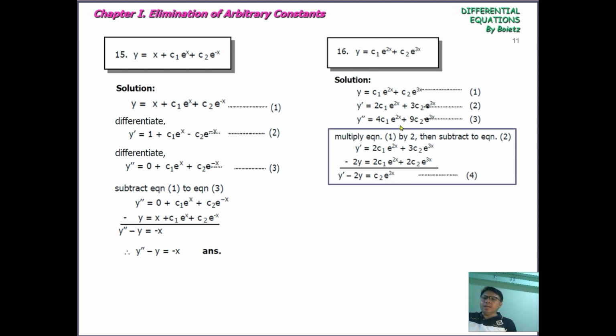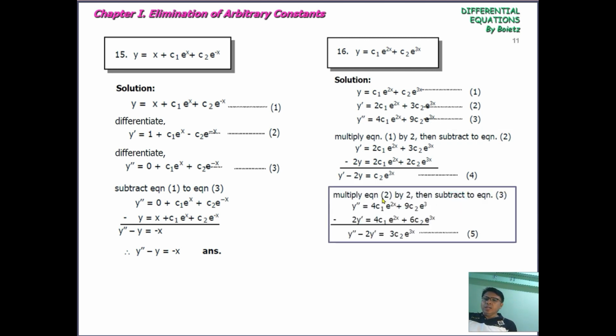Then, another, we can use equation 1 and equation 3 to eliminate C1 para C2 na lang ang matira again to have another equation containing the same unknown C2. So here, multiply equation 2 by 2. Then subtract to equation 3. So ito yung equation 3 muna, y double prime, ito yon. Then here, yung equation 2, multiply ng 2.